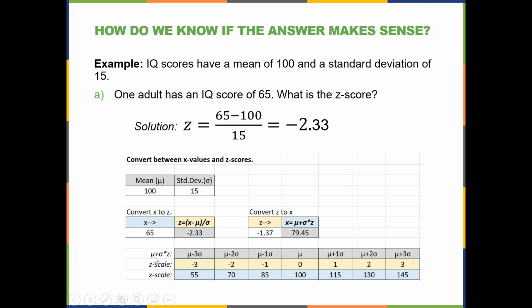Now, for this answer, we took the 65 and converted it to a z-score using the z-score formula. But here I can see 65 falls between 55 and 70, which was 2 and almost a half jumps. Negative 2.33 makes sense because that falls between negative 2 and negative 3 on the z-score scale.